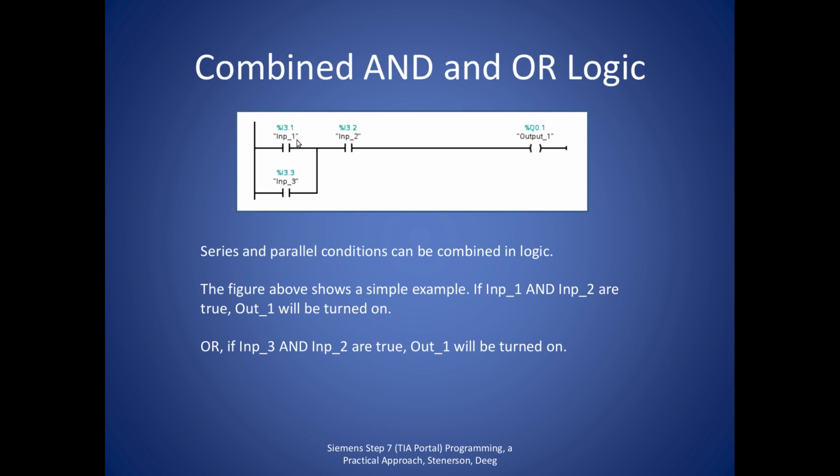Here we have either input 1 or input 3, and input 2. Now if this OR operation evaluates to true and this instruction evaluates to true, then the output has a 1 written to that bit.